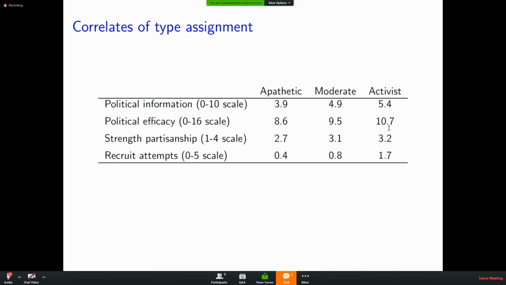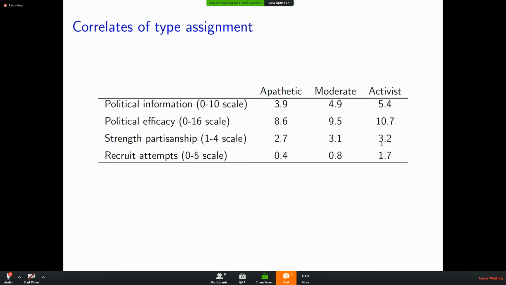Activists also have a stronger sense of political efficacy, although differences are not very large compared to other groups. Activists also have slightly stronger feelings of partisan attachment, and activists are also asked to participate more frequently than people assigned either moderate or apathetic types. Again, I'm not saying anything about causality.